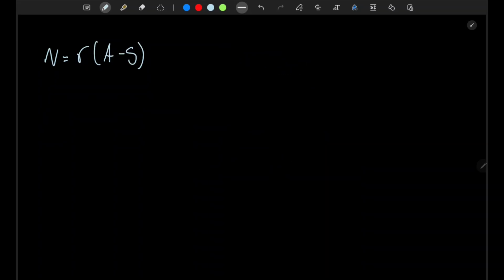Okay, here's another one. We are going to solve for s. So let's take that r and push it down. So we have n over r is equal to a minus s. Now let's take that s and push that to the left and change the sign. So we have s, and then we're also going to take this n minus r and move it over and change the sign. So we have a minus n over r.